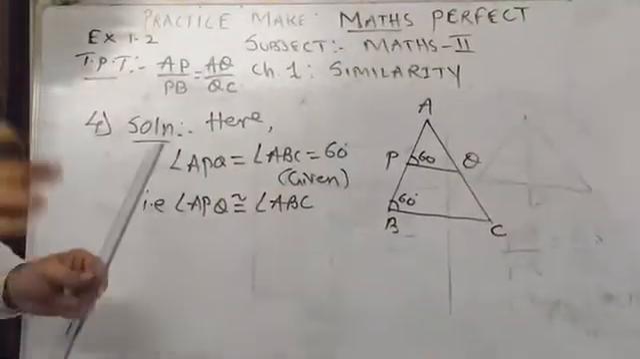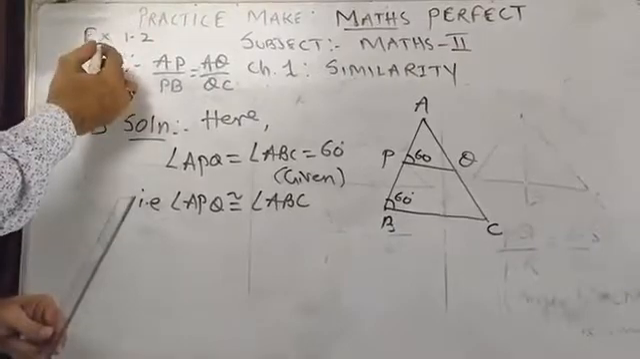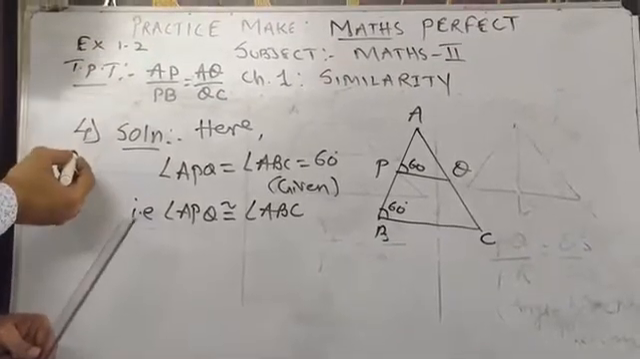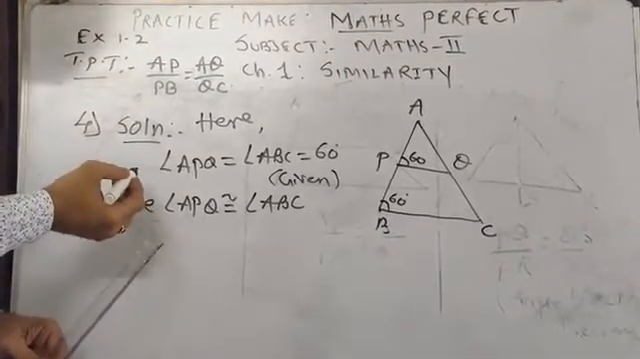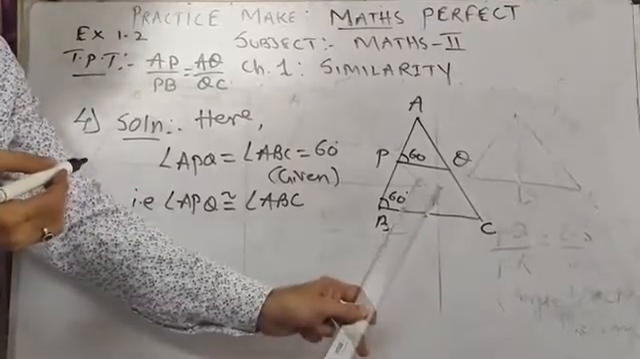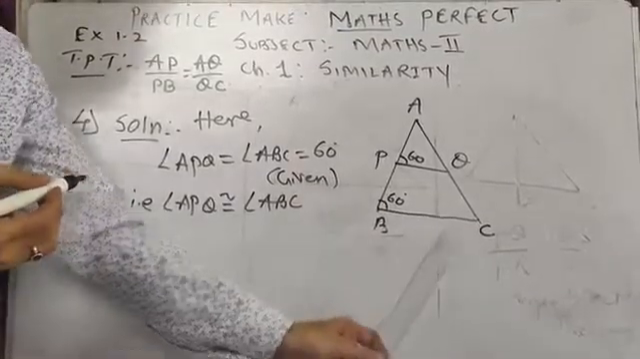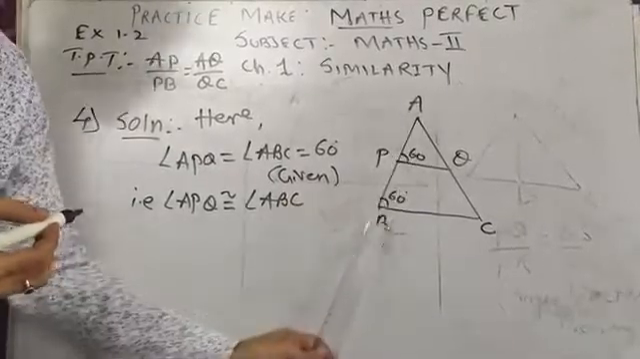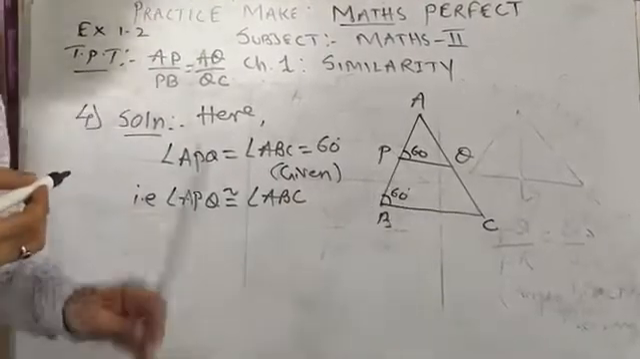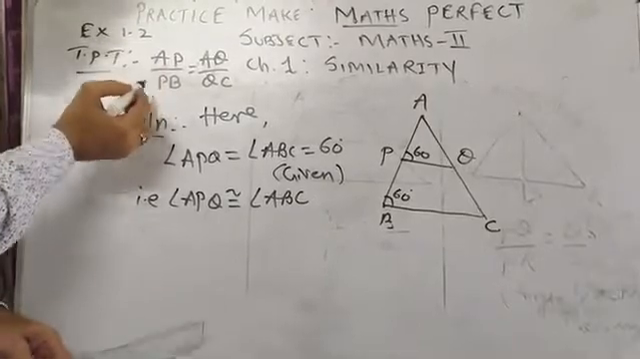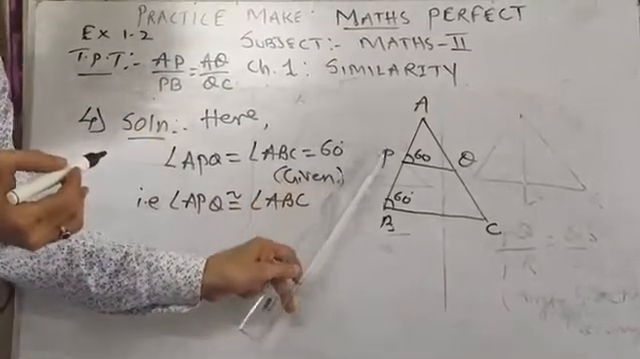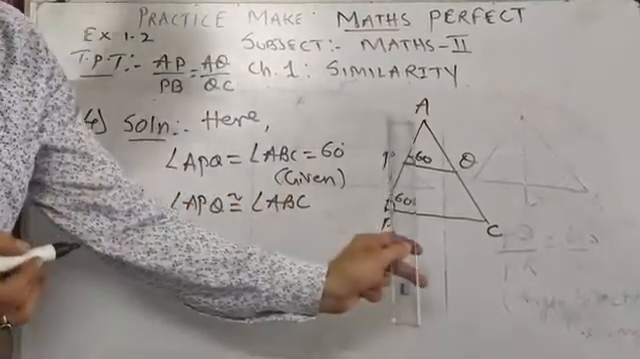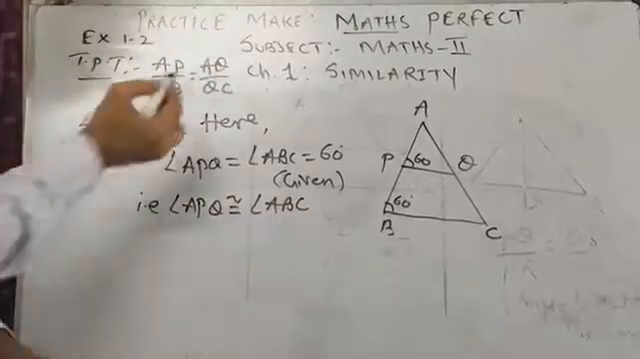Okay. Now we will come to exercise 1.2, sum number 4 solution. The diagram is given to you. In triangle ABC, you can see angle APQ is 60 and angle ABC is given 60. You want to prove that AP upon PB is equal to AQ upon QC.